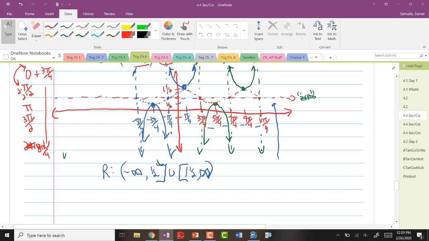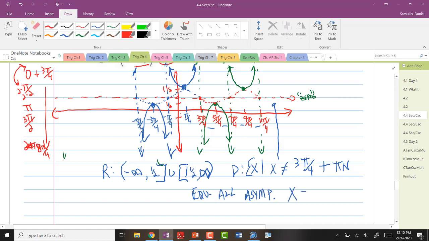And then the domain, hammer this point down yet again, is x such that x cannot equal, pick one, 3 pi over 4, plus, how far away are all of these? Half of the period. And then, like I said before, what's the equation of all the asymptotes? Vertical lines are x equals a number, and it's those numbers. The numbers that create the problem with the domain in the first place. All too easy.